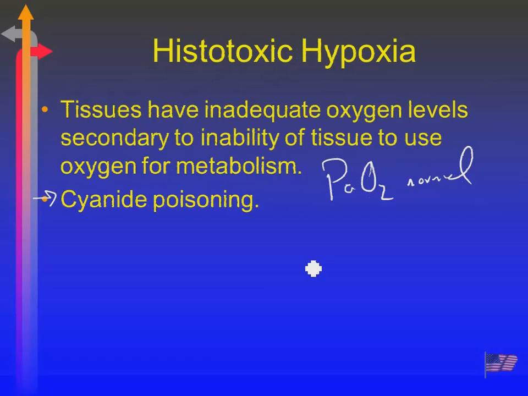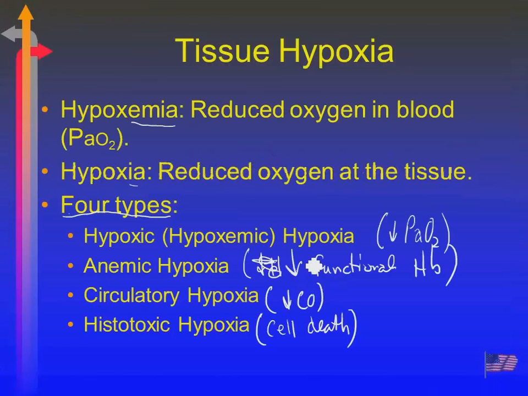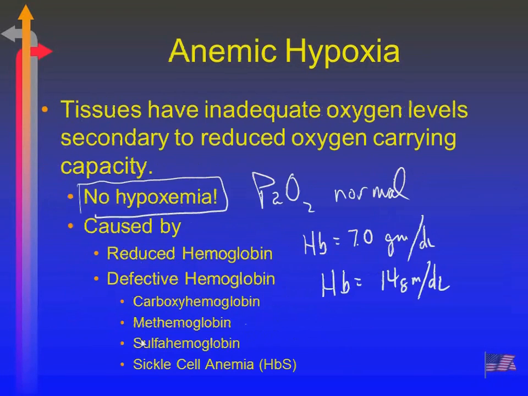Okay, so again, going back to our 4 different types: hypoxic or hypoxemic, reduction of PaO2; anemic, functional hemoglobin is low, either as a raw number or because of those odd hemoglobins being present; low cardiac output causing circulatory hypoxia; and problems with cellular metabolism for histotoxic hypoxia.